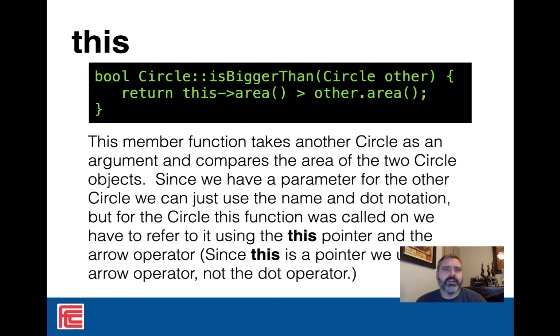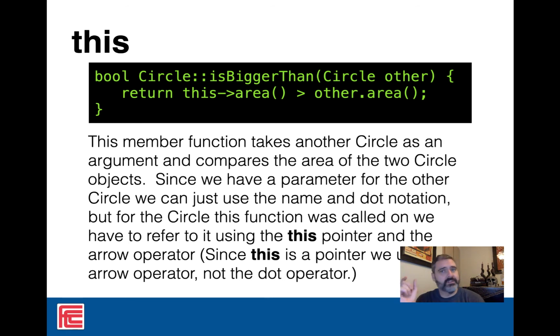Well, here I'm defining a new function that returns a bool, and it's called isBiggerThan. And so you send it a circle, and it'll tell you if your circle is bigger than the other circle. And so to do that, I need the area. That's how I'm choosing to compare circles. And so I can say return this arrow area with parentheses because I'm making a function call. So this is going to refer to the object, the circle that you called isBiggerThan on. And then is that greater than other dot area?